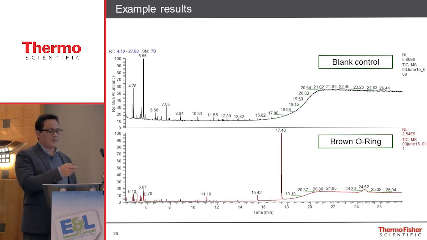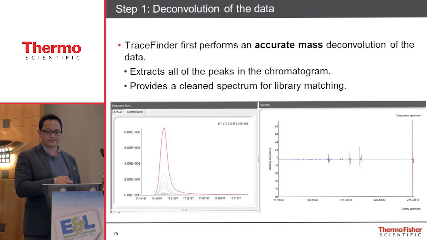Here's just an example of how the software works. Generally, you're running some kind of blank or standard or control with some internal standards. Here's just an example of our blank control from our O-rings, and one of the results. I think it's fairly clear to see there were some extractables.